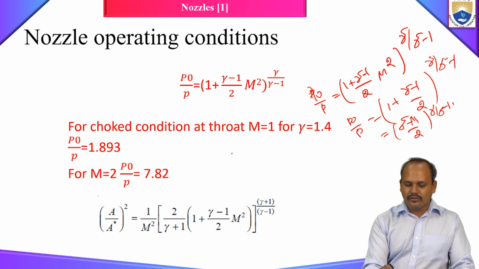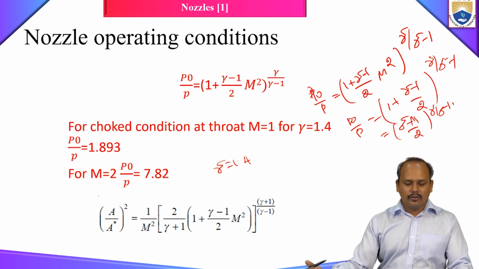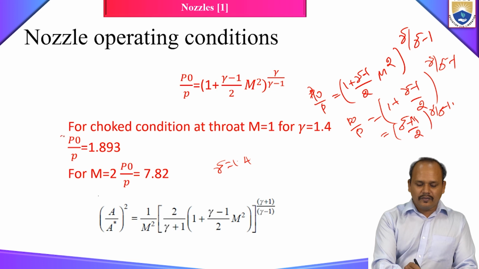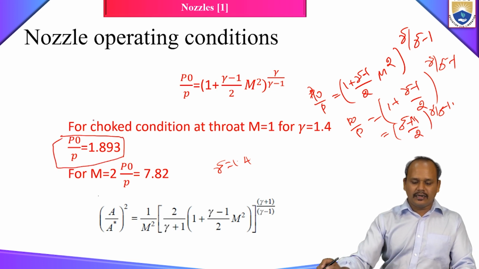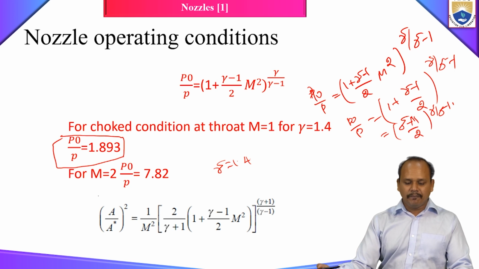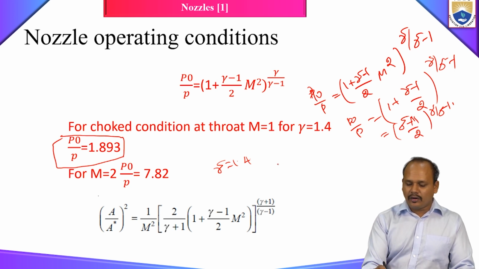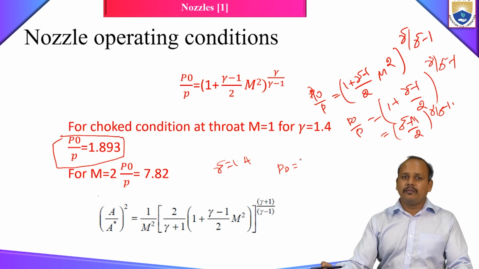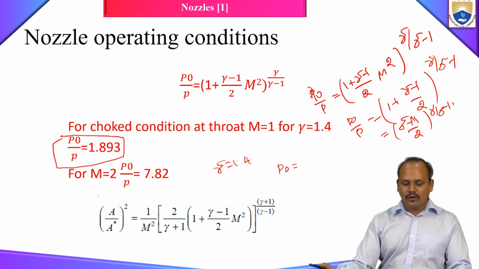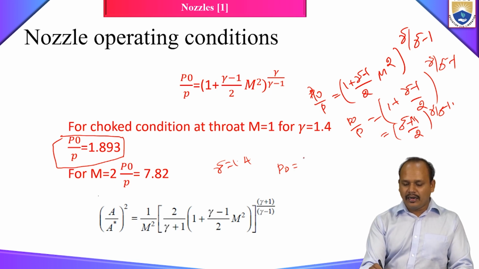If I substitute for normal air, gamma is equal to 1.4, I'll get P naught by P is equal to 1.893. What is the meaning of this for the choked nozzle? Usually, the input we give to the nozzle is pressure, and that pressure is converted into kinetic energy in the nozzle. So if the total pressure at the inlet of my nozzle is 1.893 times my back pressure.